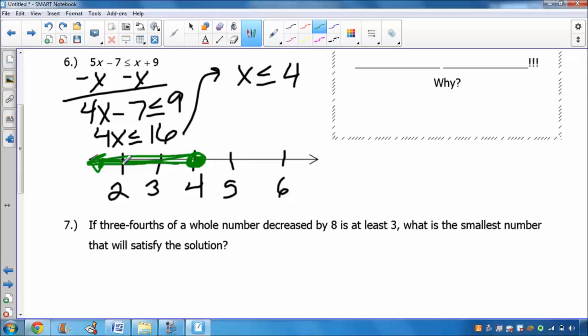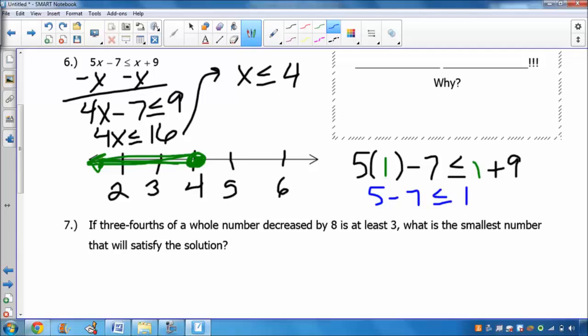I'm going to try 1. So watch what happens if I replace x with 1. So it would be 5 times 1, right, minus 7 is less than or equal to 1 plus 9. So I'm going to fill in my value of x is 1, and I'm going to evaluate the two sides of my inequality. So I get 5 minus 7 is less than or equal to 10. So I get negative 2 is less than or equal to 10, which is a true statement. So that shows me that 1 is an answer that works.